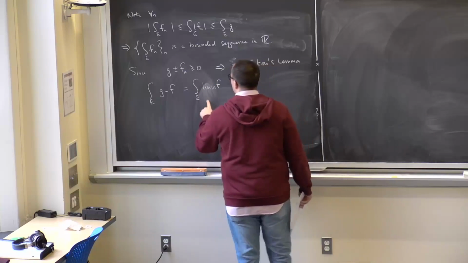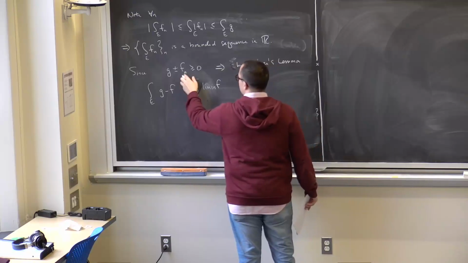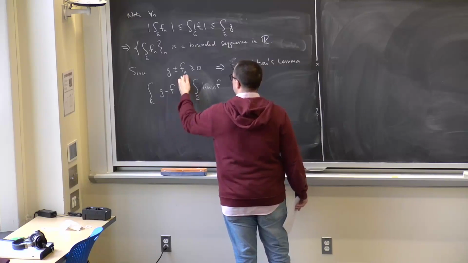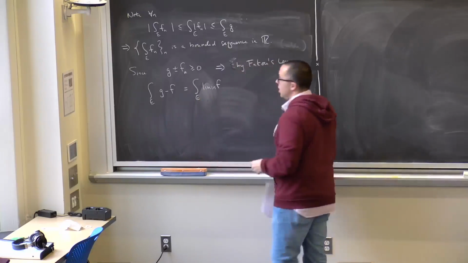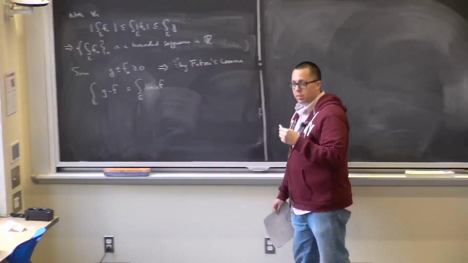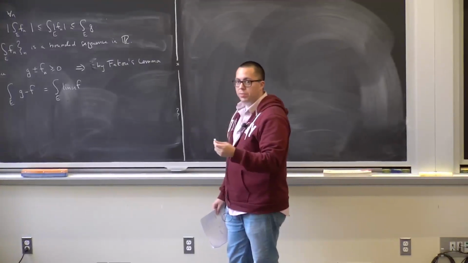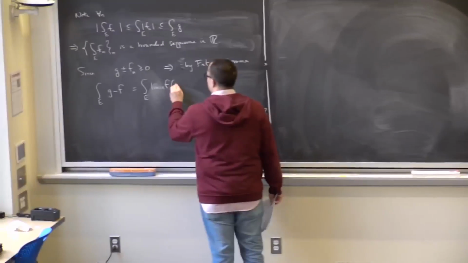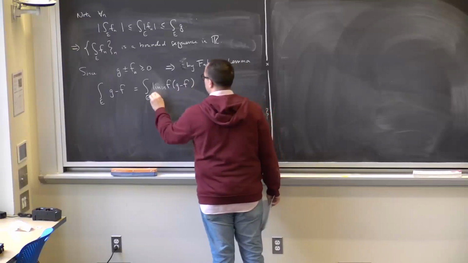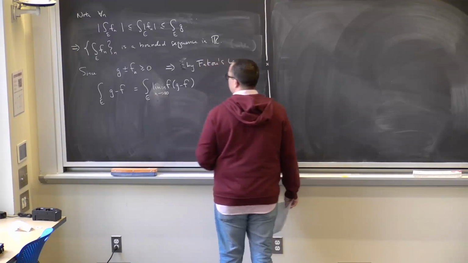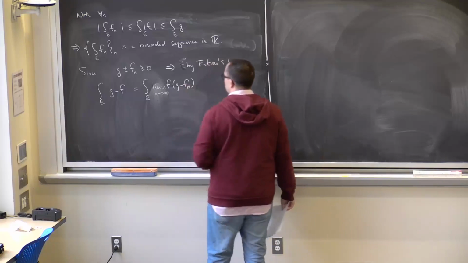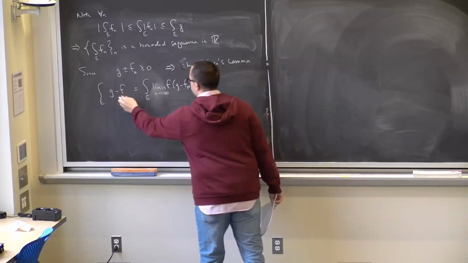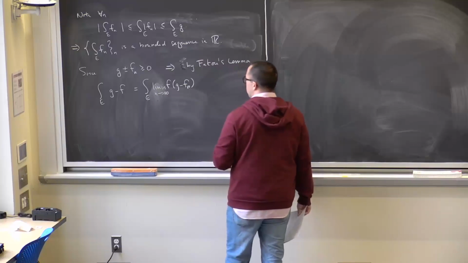So again, the fn's are converging to f. So fix x. For all x, fn of x converges to f of x. Therefore, lim inf of fn of x equals f of x. So the lim inf of g minus fn equals g minus f, because the fn's converge to f, pointwise.